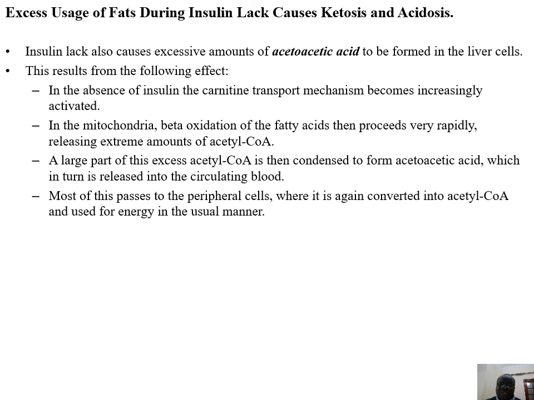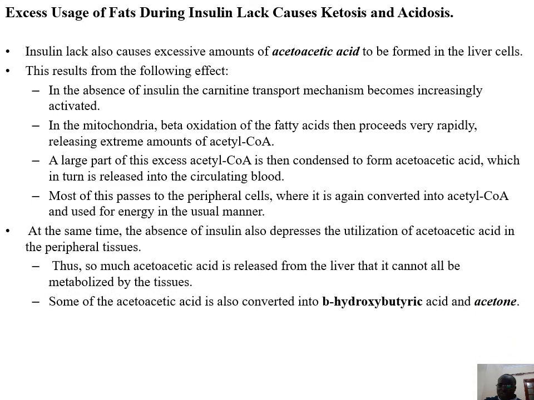Most of this passes to the peripheral cells, where it is again converted into acetyl coenzyme A and used for energy in the usual manner. So the acetyl coenzyme A now is being used as energy, because acetoacetic acid can be converted back to acetyl coenzyme A, and then it can be used by those cells as energy, because they are not using carbohydrates, they are not using proteins at this point in time.